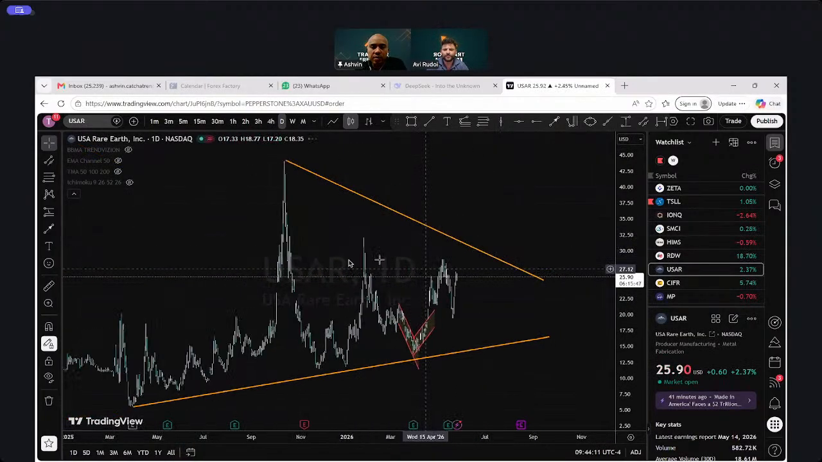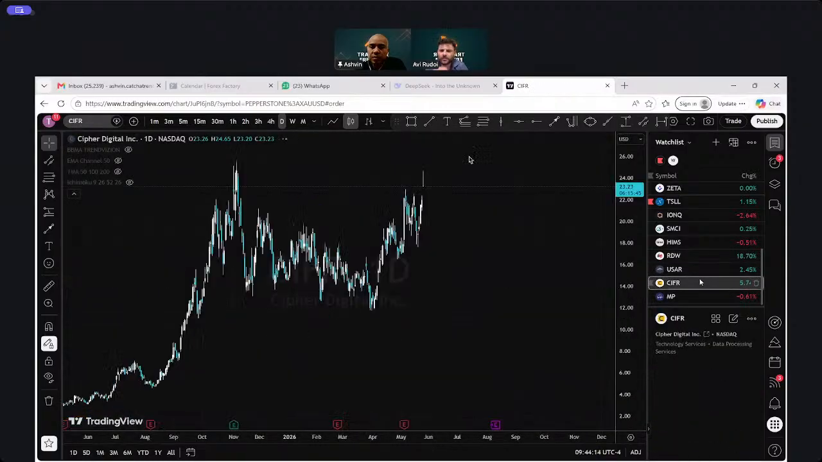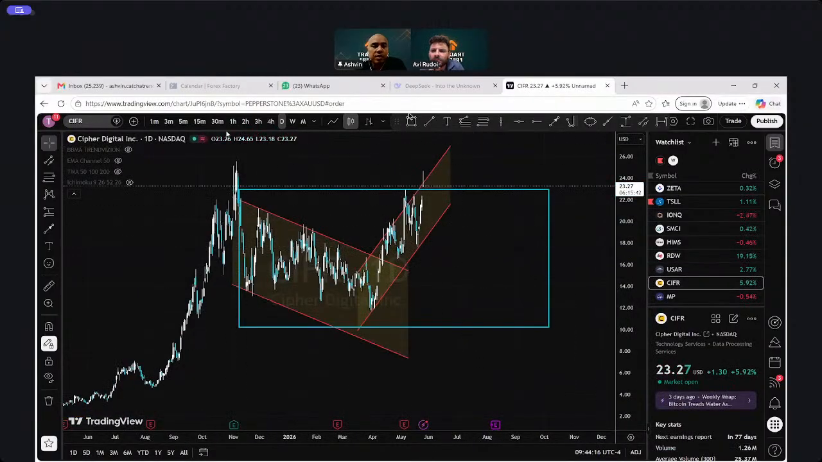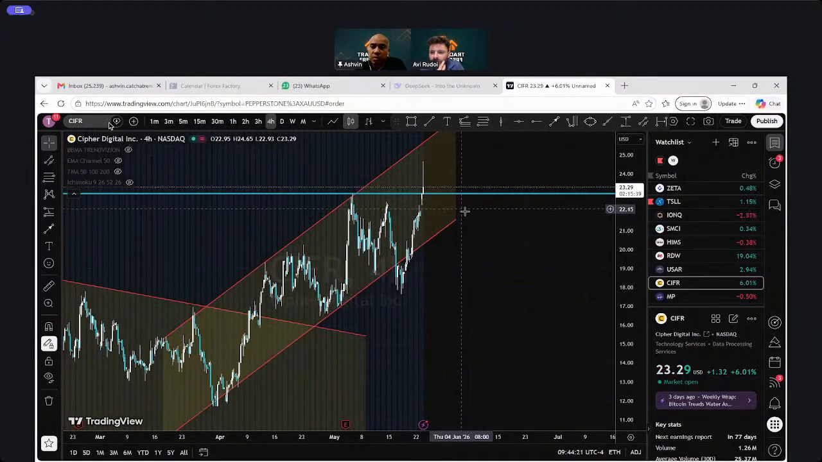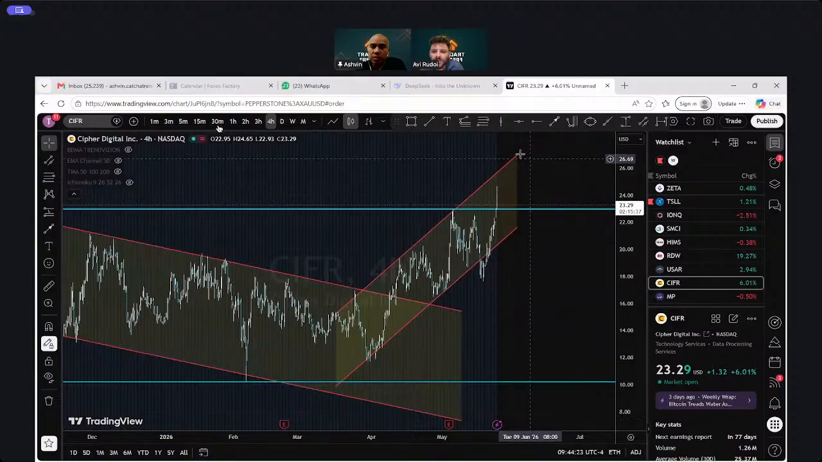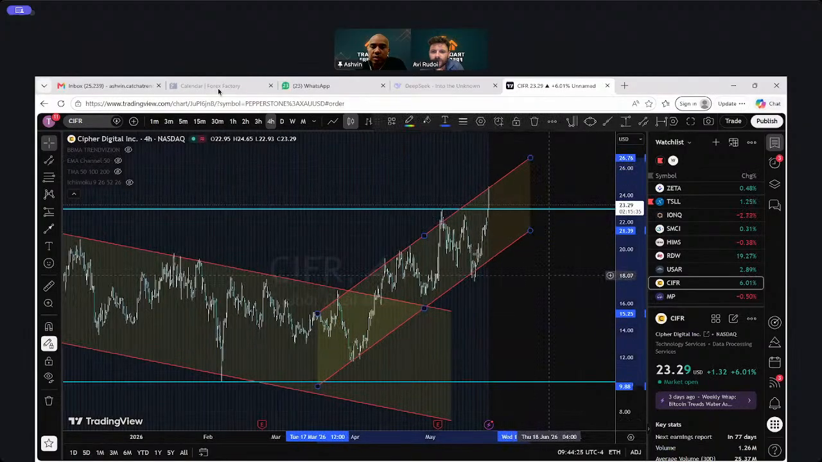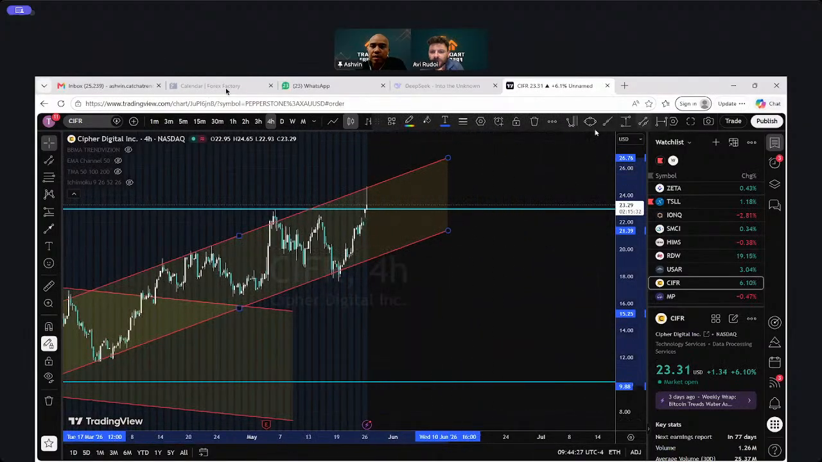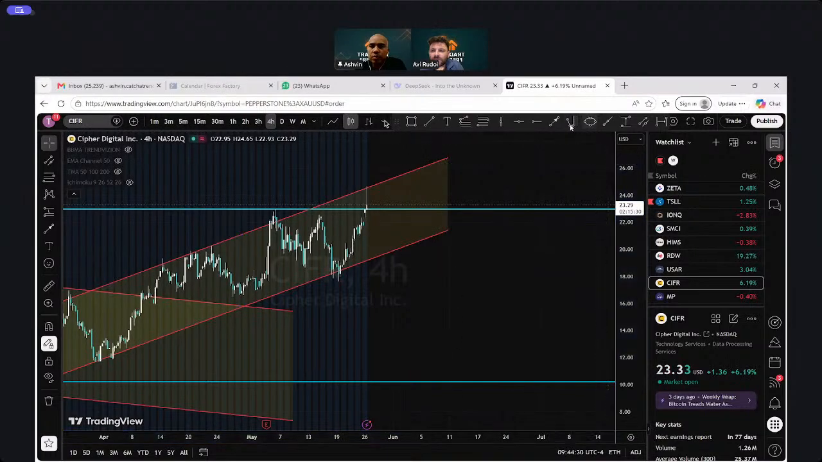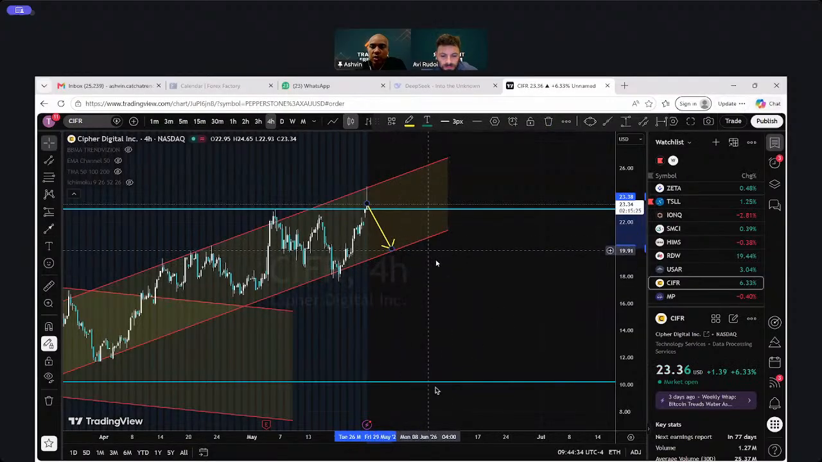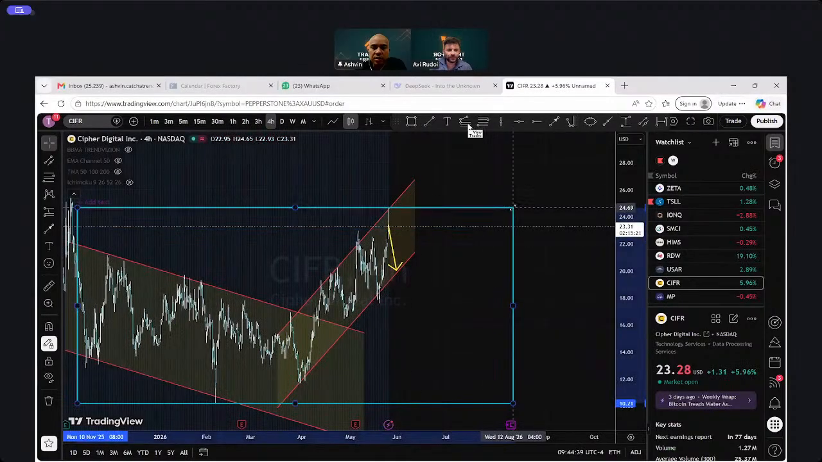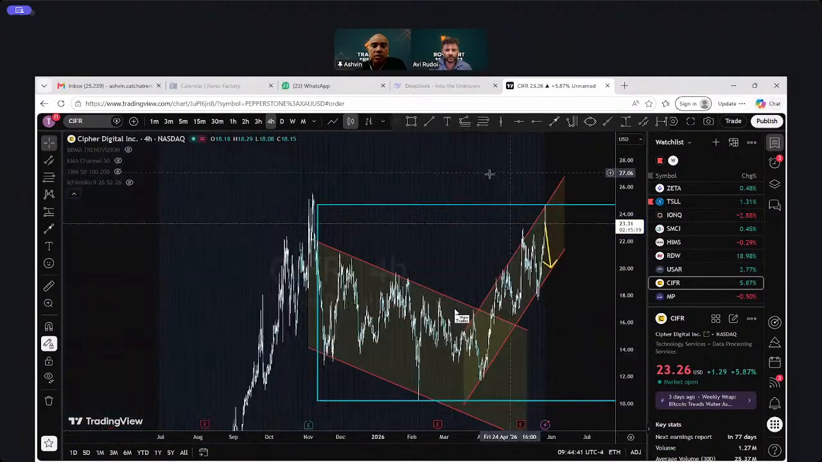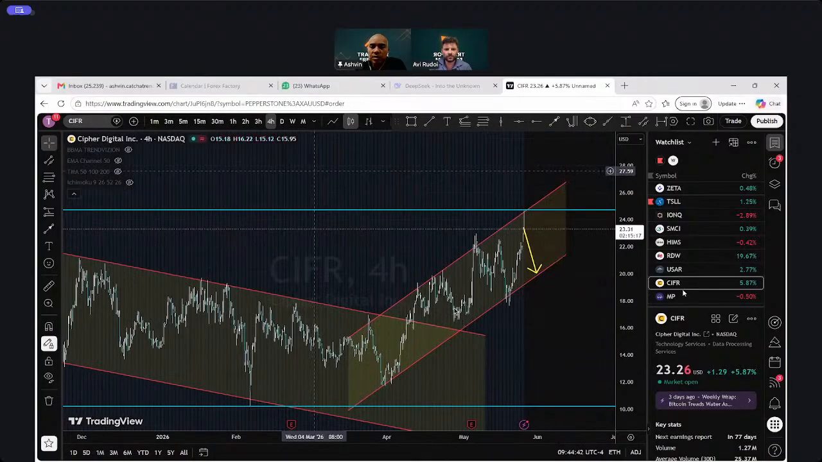USAR, big triangle, same thing. CIFR is nice. We took it very nice. So this was last week. If CIFR gets back down to this price, I think you can look about 20, 21, you can start getting in again. I think the range is getting bigger, so it's nice. So CIFR is still a stable stock, as in for our strategy.